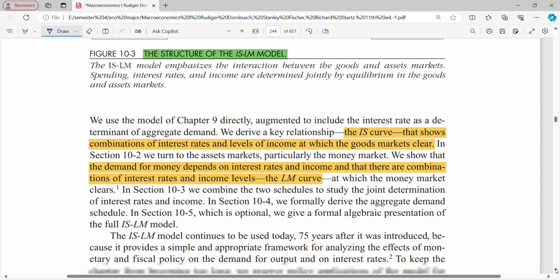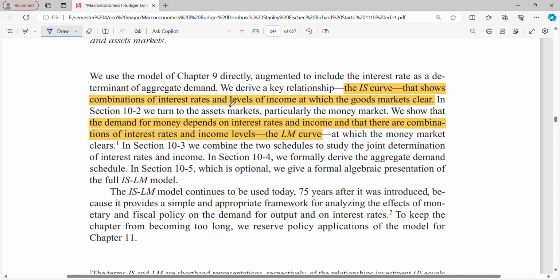So next, we use the model of chapter 9. As I said before, get thorough with the concepts of second semester, that is introductory macroeconomics. Again, we derive a key relationship, the IS curve, that shows combinations of interest rate and levels of income at which the goods market clears. Clear means equilibrium happens.